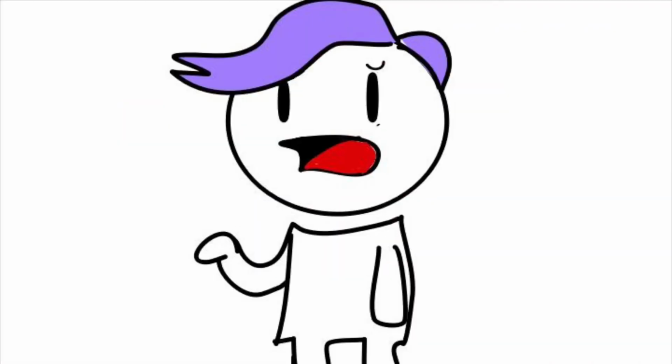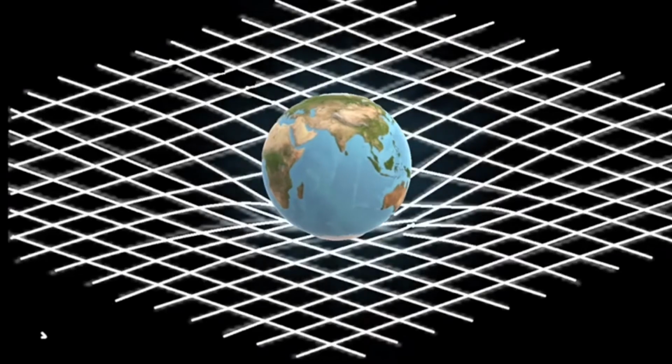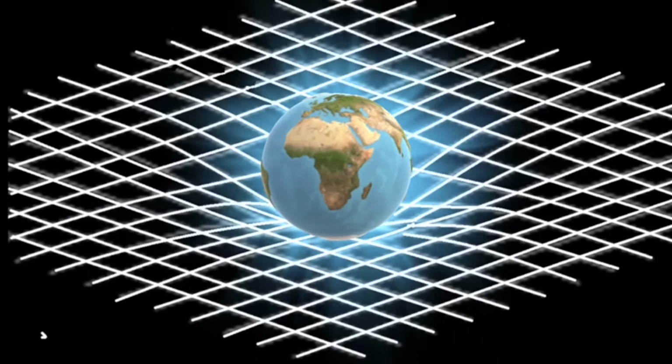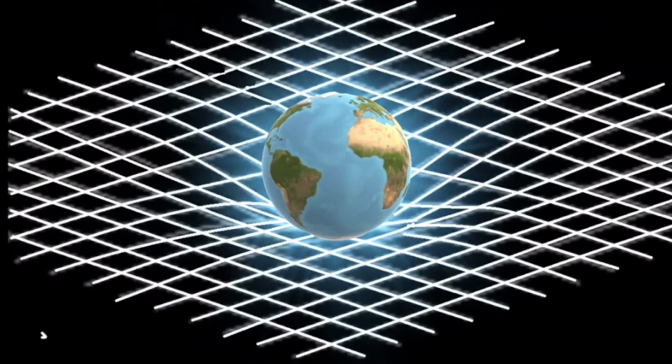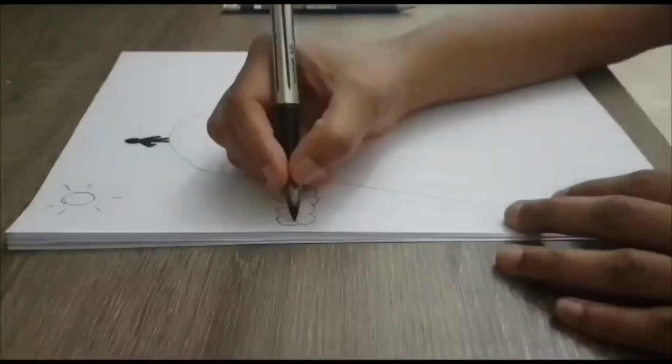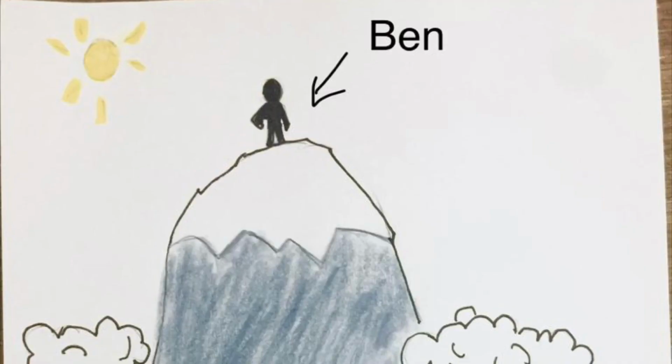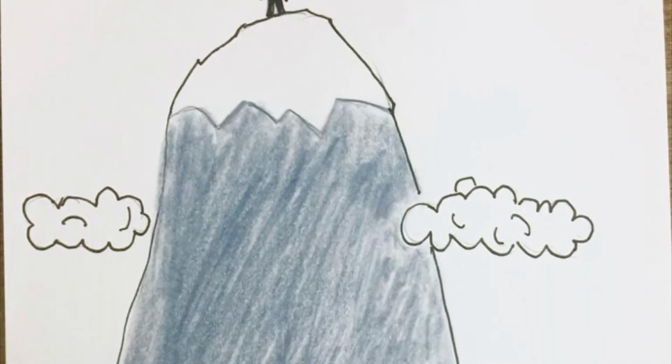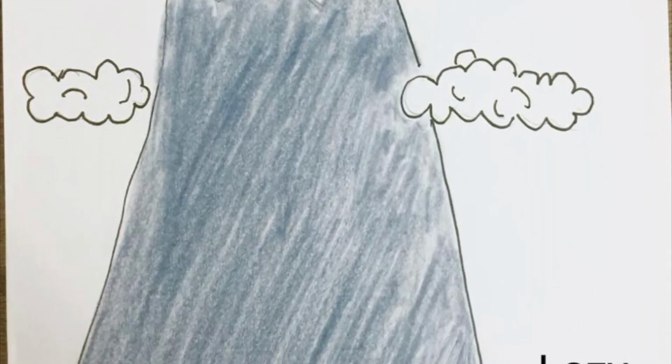The theory is basically saying that gravity isn't an invisible force that attracts objects to each other, but it's the warping of space. The bigger the object, the more it warps space around it. The warping also affects time. If Ben is at the top of the mountain and Lazy Larry is at the bottom, time will pass by slower for Lazy Larry than Ben.